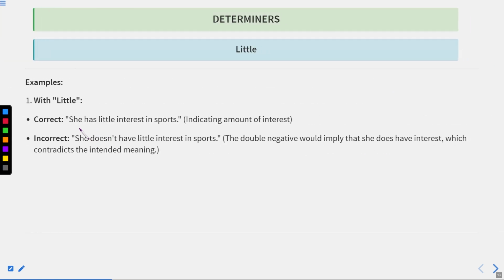Examples with little. The correct sentence is: she has little interest in sports. Okay, little interest means hardly any interest, indicating a small amount of interest. Incorrect: she does not have little interest in sports. The double negative would imply that she does not have interest, which contradicts the intended meaning. So she doesn't have little interest is incorrect. We can either say she doesn't have interest or she has little interest in sports. So we can use these two sentences like this.